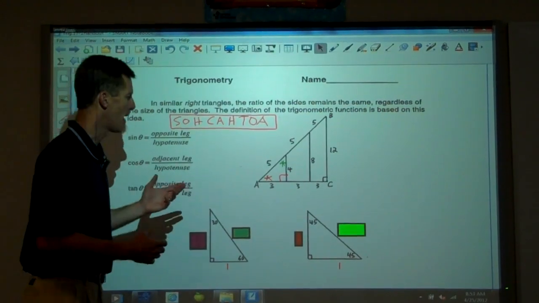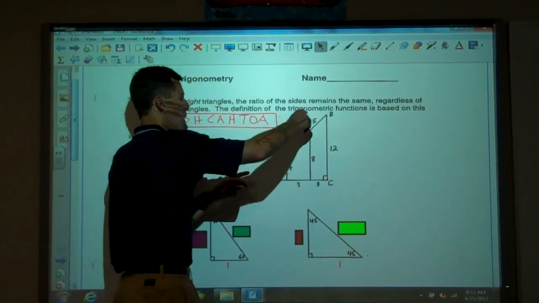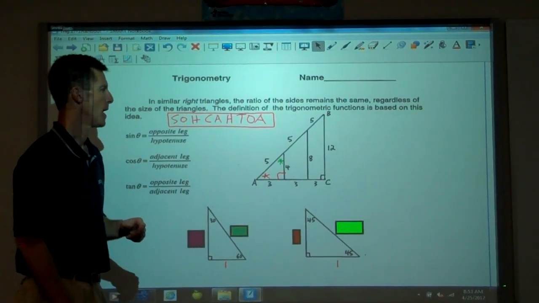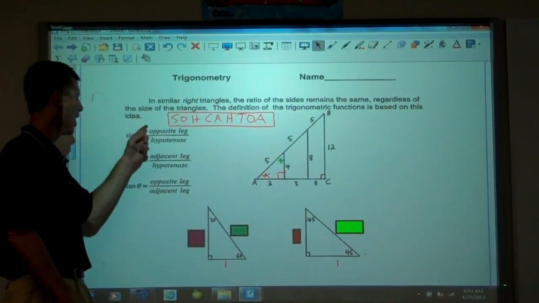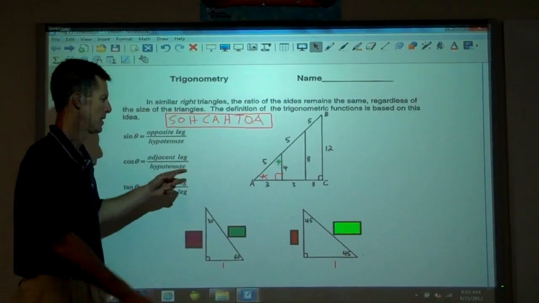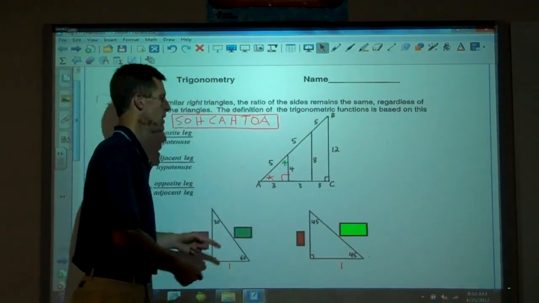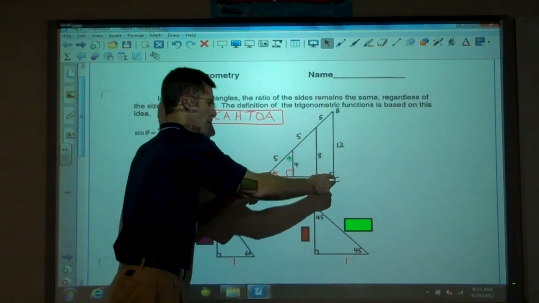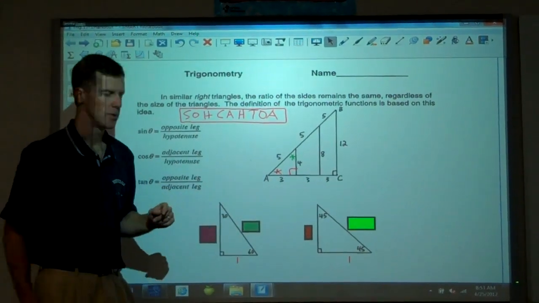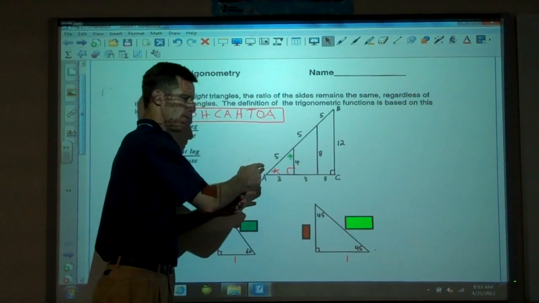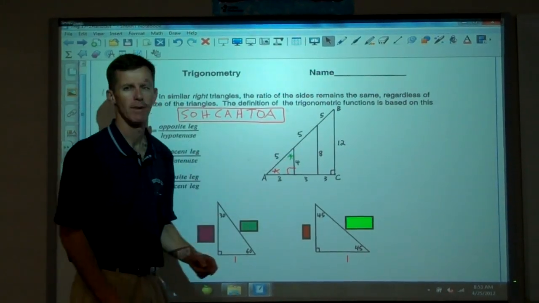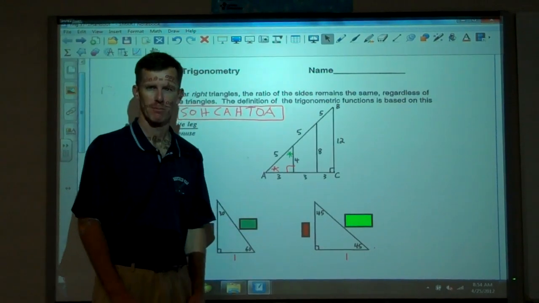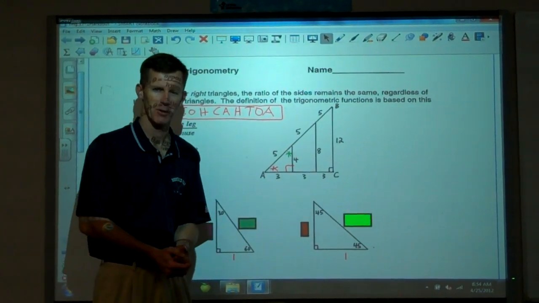So, if I asked you in the big triangle to find the sine, that would be opposite over hypotenuse. In the big triangle, the opposite would be 12. The hypotenuse would be 15, 5 plus 5 plus 5. So it would be 12 over 15, which reduces to, for your honors geometry brainiacs, you can figure that out yourself.